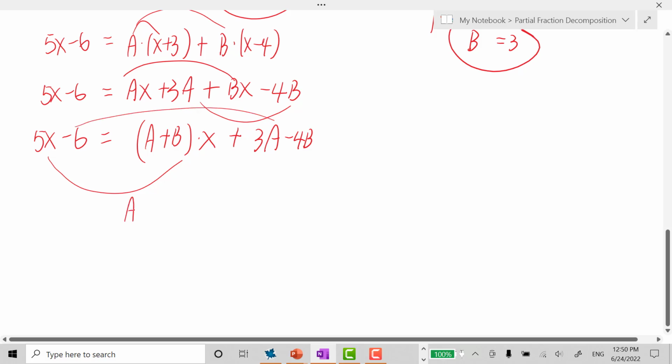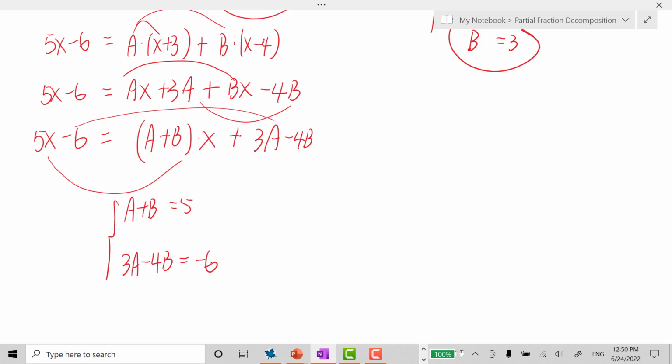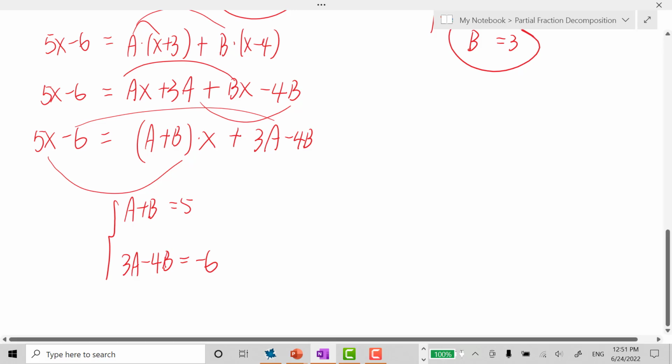That means a plus b must be 5. Okay. 3a minus 4b must be -6. From earlier algebra courses, we know that you can solve for a and b. So in order to solve for a, we can multiply the first equation by 4, the entire equation by 4. So we get 4a plus 4b equals 20, and 3a minus 4b equals -6.